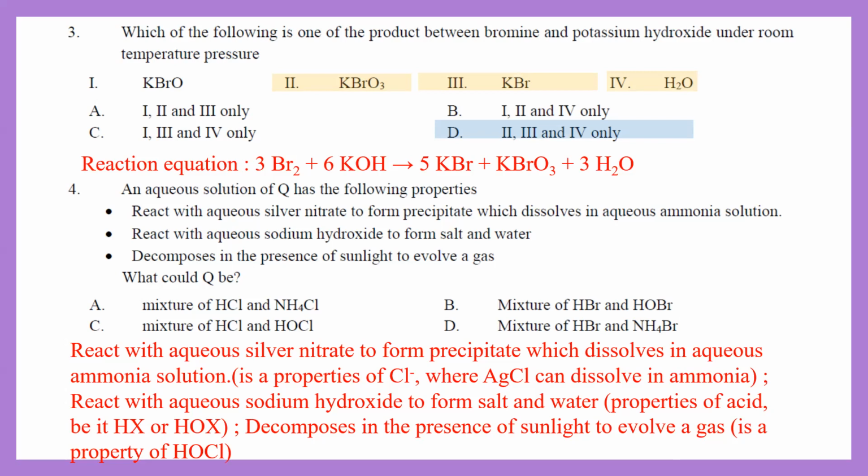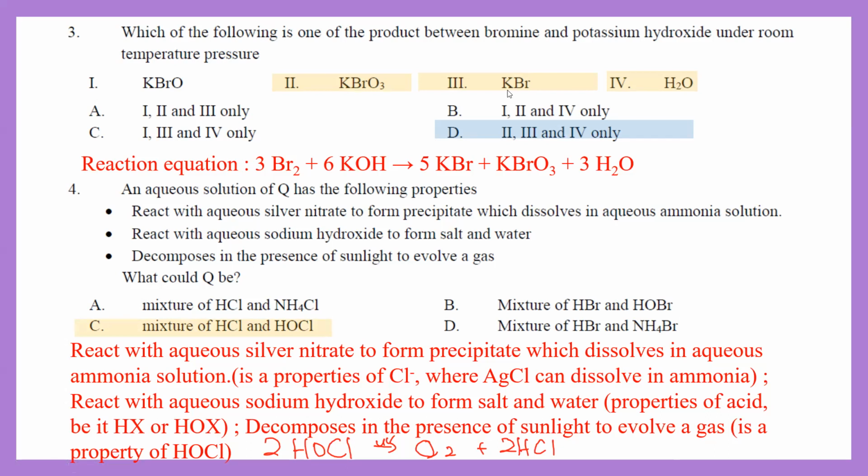Then C, it decomposes in the presence of the sunlight to evolve the gas. So this is a property of HOCl, where the equation for the decomposition of the HOCl under exposure of the UV is 2HOCl under UV, you form O2 plus 2HCl. Okay, so this is what happened during the decomposition. So the best description that describes all this is C. Okay, it's a mixture of HCl and HOCl. Okay, so that is for question number 4.